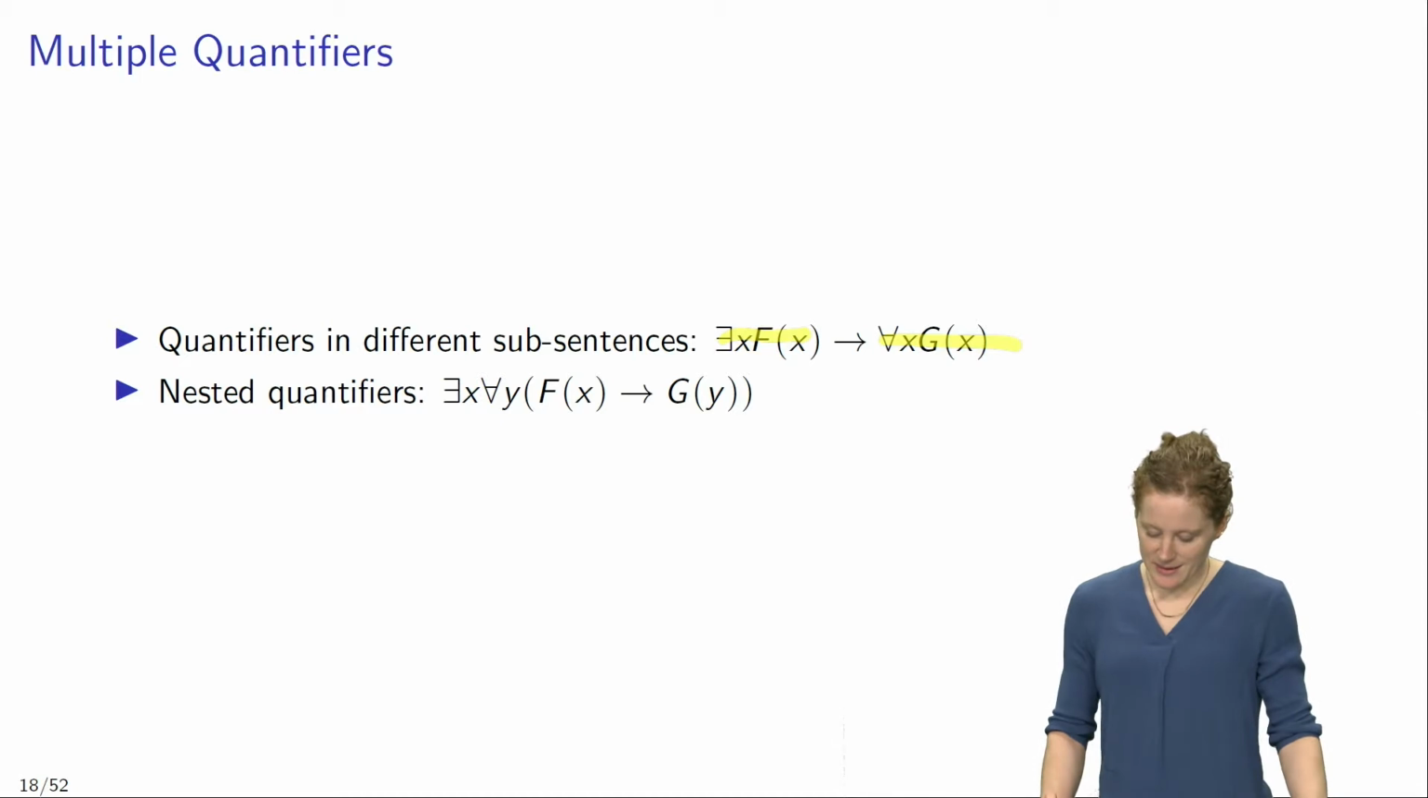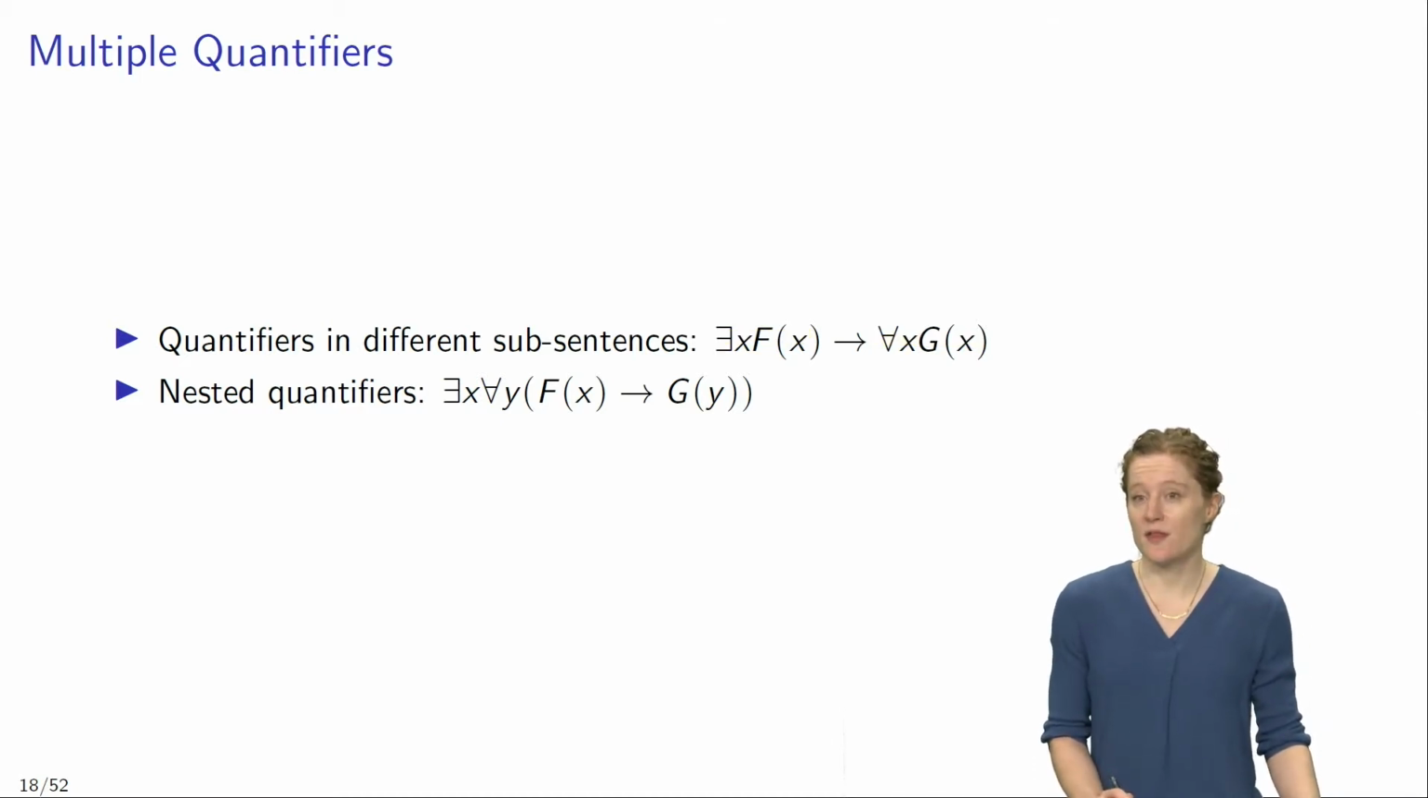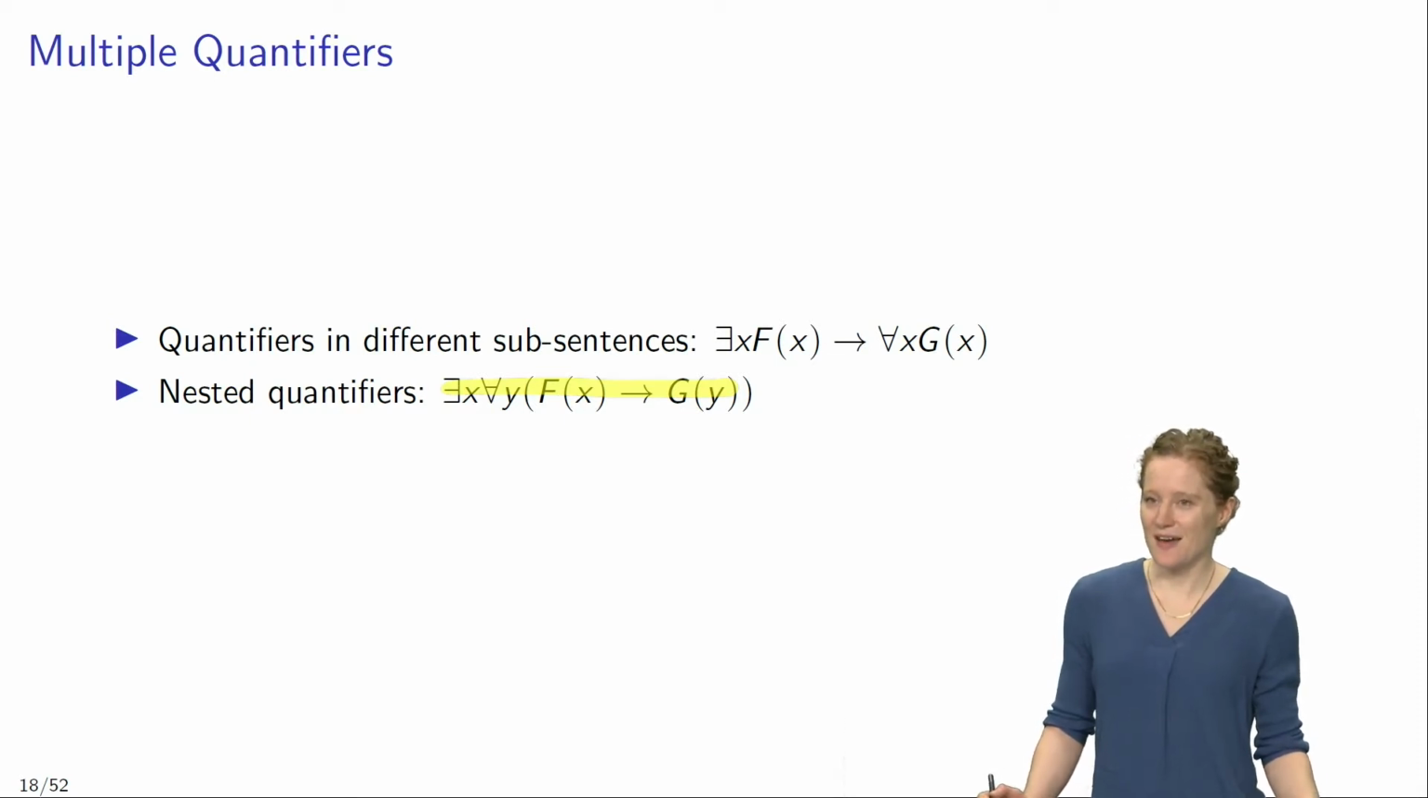Now, in other cases, however, you may have a quantifier that appears within the scope of another quantifier. Or in other words, you may have sentences with nested quantifiers. So here's an example. There is an x such that for all y, if Fx, then Gy.